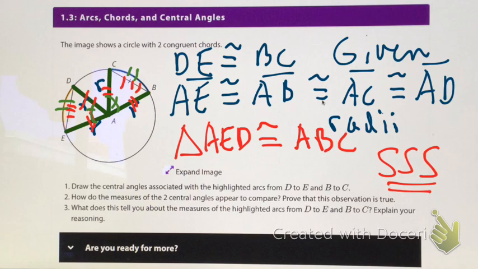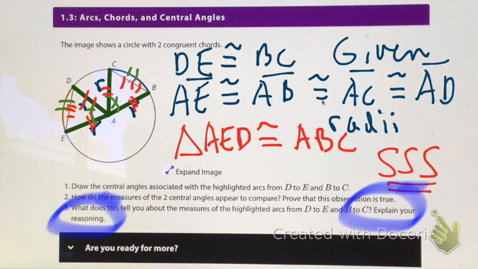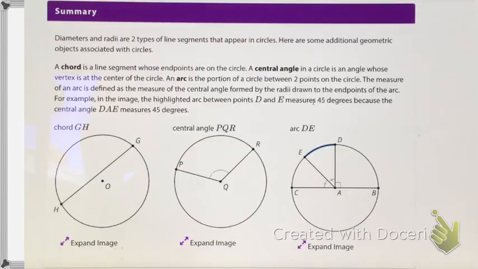And that's just a little bit of proof. When they say explain your reasoning, I know people always ask to explain your reasoning. That's my reasoning, folks. That's it. I'm going after these triangles being congruent. If triangles are congruent, every part of that triangle is congruent. And that is arcs, chords, and central angles.